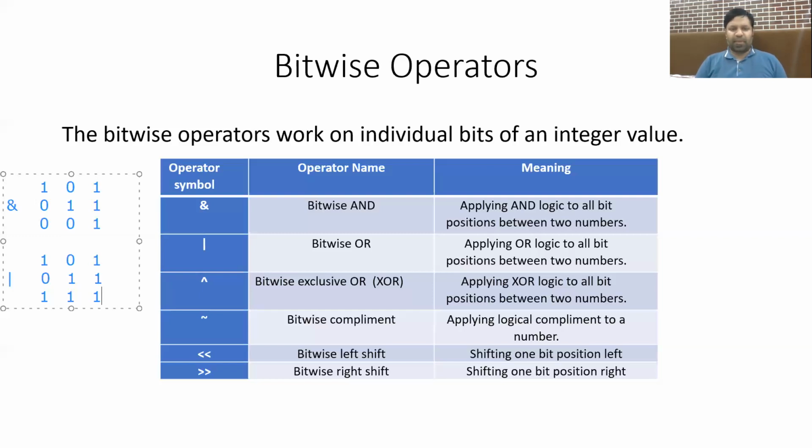The next is bitwise complement. It is applying the logical complement to a number, that means reversing it. The next one is called bitwise left shift and the last is called bitwise right shift. These two operators are used to shift the bits one position to the left or one position to the right.